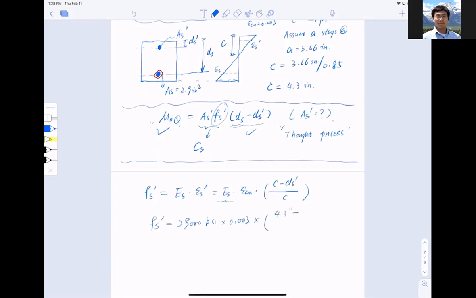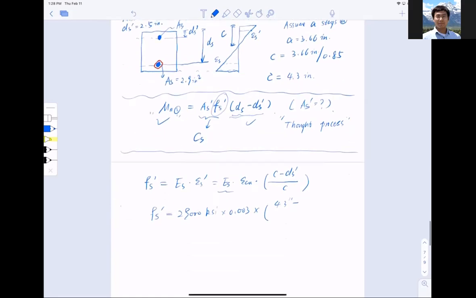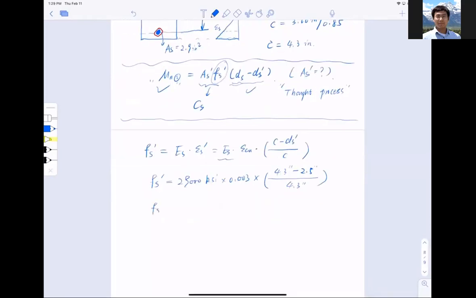We don't know ds prime, isn't it? We don't know. So we can assume, if you are not given, assume ds prime equal to 2.5 inch. Okay, so 2.5 is a magical number. I use that a lot because a lot of cases we can use it for different number. So 2.5 is a good number to remember, okay? 2.5 inches of concrete cover divided by 4.3, which is the actual compressed zone c again. So Fs prime end up being 36.8 ksi, okay?